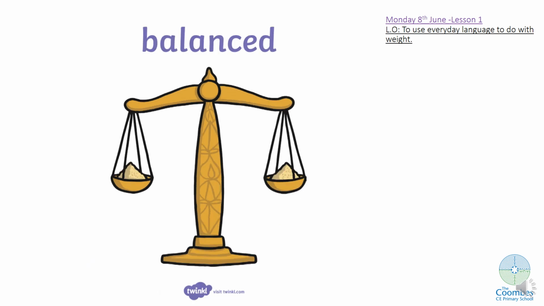As I've said before, sometimes we can use our weighing scales to get something to make it balanced. So on this side we've got some sand, on this side we have the same amount of sand. They are equal, so on the weighing scales we can use the word balanced. That means they are equal.